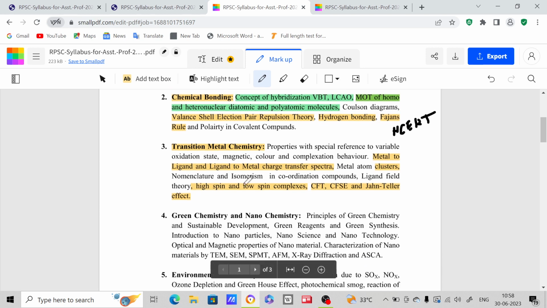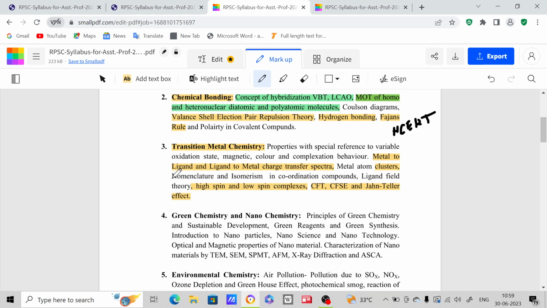The next one is transition metal chemistry. In transition metal chemistry, properties are given with special reference to variable oxidation state, magnetic behavior, color, and complexation behavior. Transition metal chemistry is nothing but your coordination chemistry. In this coordination chemistry, this topic is important: metal to ligand and ligand to metal charge transfer spectra. You people have read about this already. The next one is clusters. Clusters is also important for CSIR NET and GATE, and also important for this RPSC. And then nomenclature and isomerism in coordination compounds.